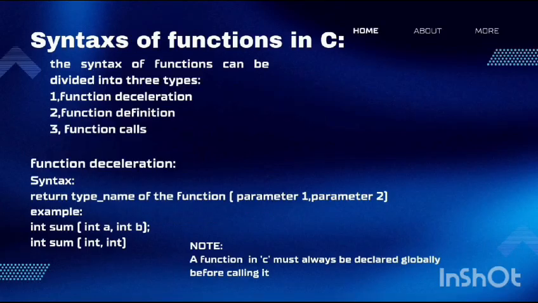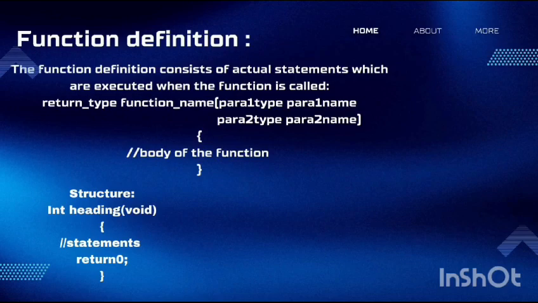Now we are going to discuss the syntax of functions in C. The syntax of a function can be divided into three parts: function declaration, function definition, and function calls. Function declaration: the syntax for a function declaration takes a return type and the name of the function, and we can give parameters. For example, we can take int sum, in which we can give two int parameters. But the exception is that a function in C must always be declared globally before calling it.